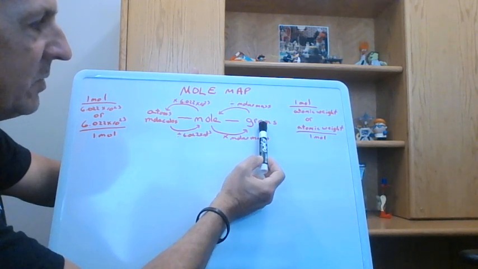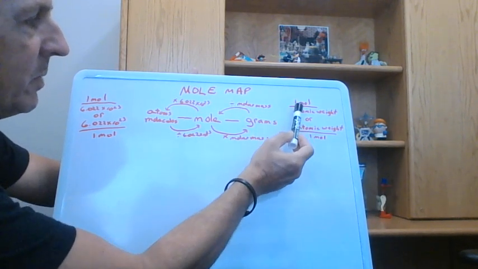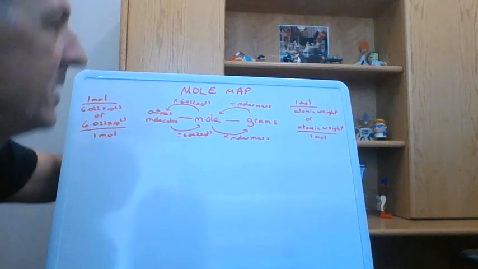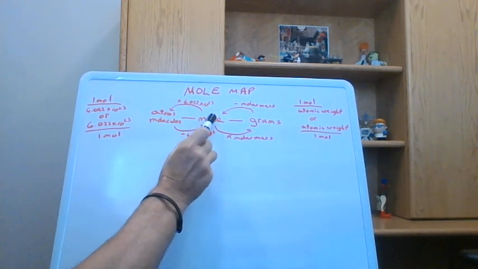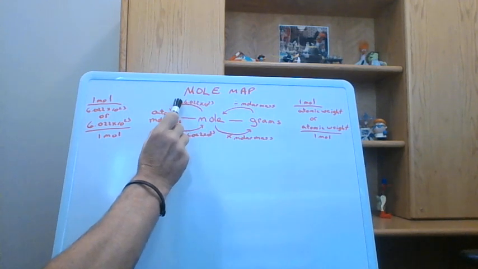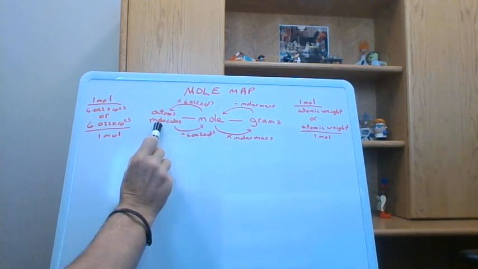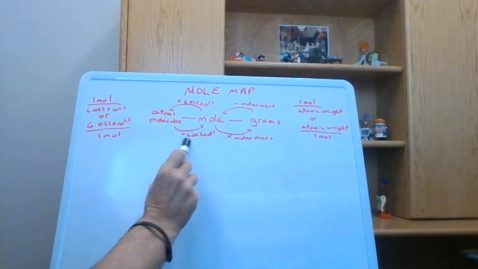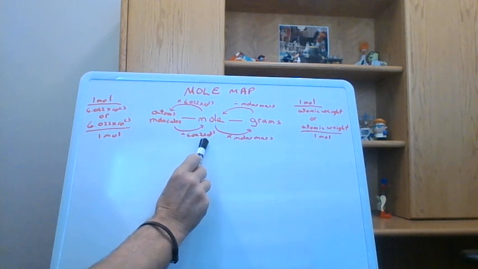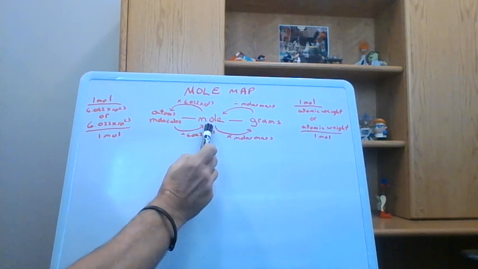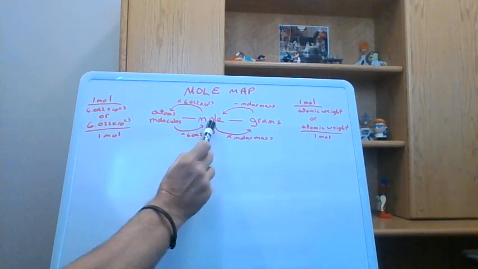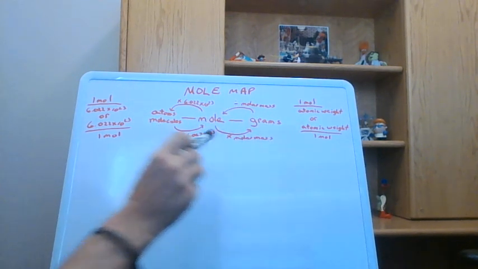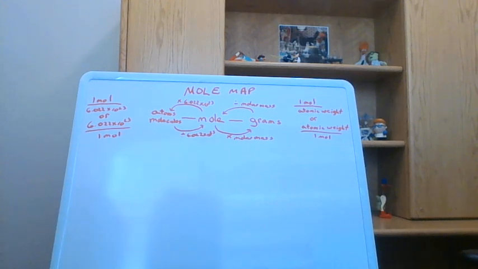If we have grams, then we'd say there's 1 mole per whatever the molar atomic weight of that is. If we have moles and we want to go to atoms, we're just going to multiply by Avogadro's number. If we have atoms or molecules and we want to go to moles, we're going to divide by Avogadro's number. So if you have moles, you can go to atoms or you can go to grams. If you have atoms or molecules, you can only go to moles, and then you'd have to go to grams. So it'd be a 2-step process.